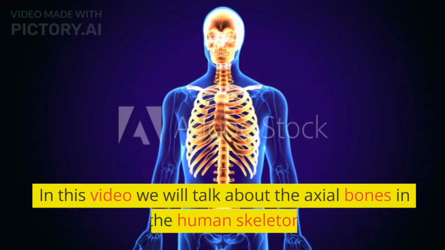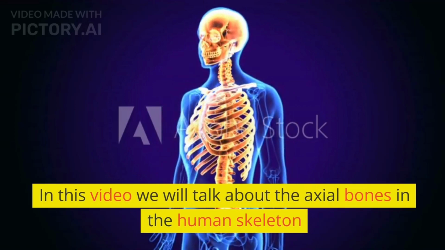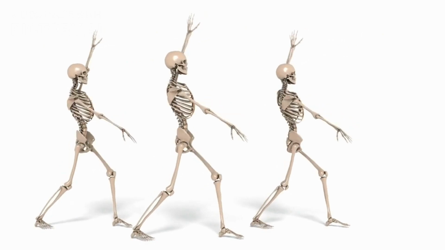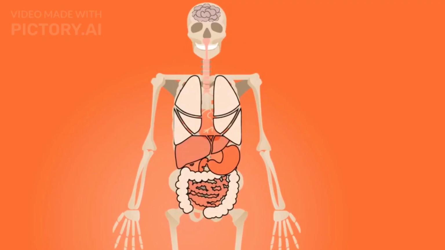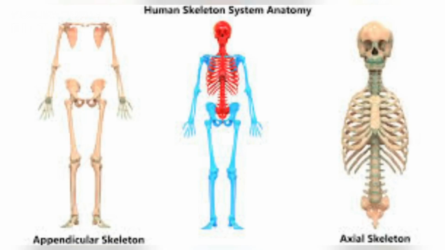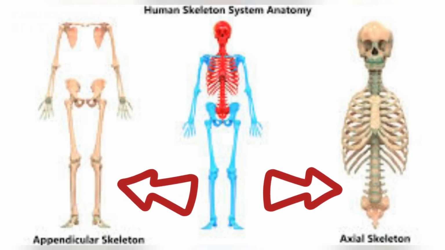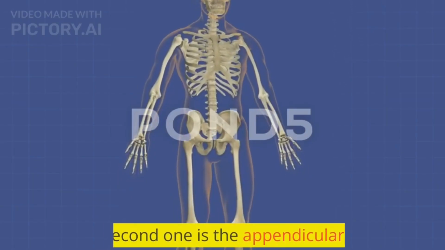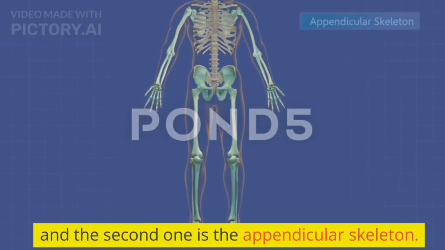In this video we will talk about the axial bones in the human skeleton. So basically the skeletal system is your body's central framework. The adult human skeleton is made up of 206 bones. The human skeleton has two major divisions. The first one is the axial skeleton, and the second one is the appendicular skeleton.